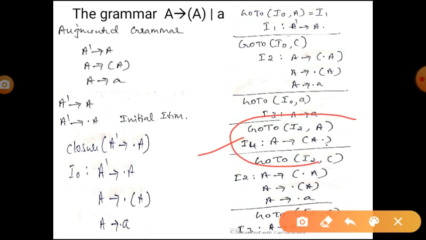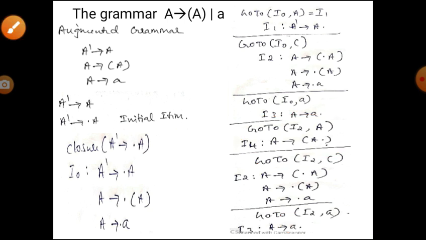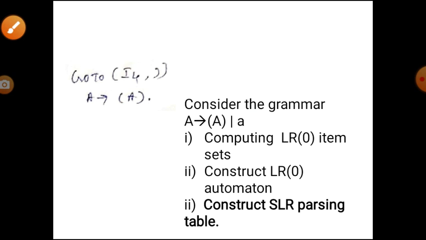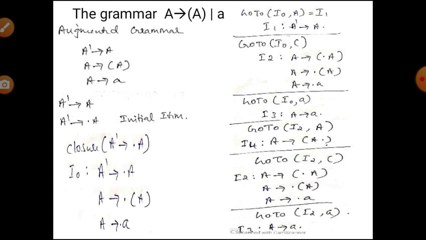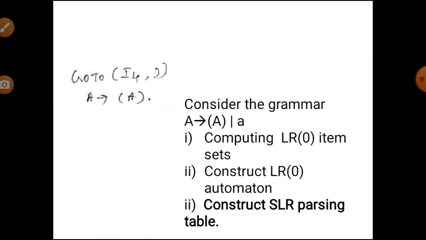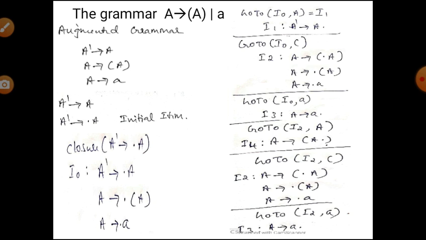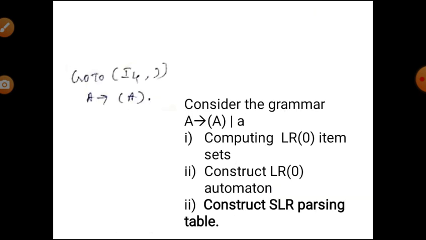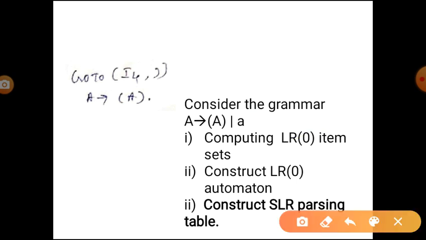Again from this set I4, can you obtain a new set by applying goto? Yes, you can, because the dot can be moved after the parenthesis. Here you can see goto on I4, where the dot is moved after the parenthesis. So now we are done with computing the LR(0) items and the construction of the LR(0) automaton.